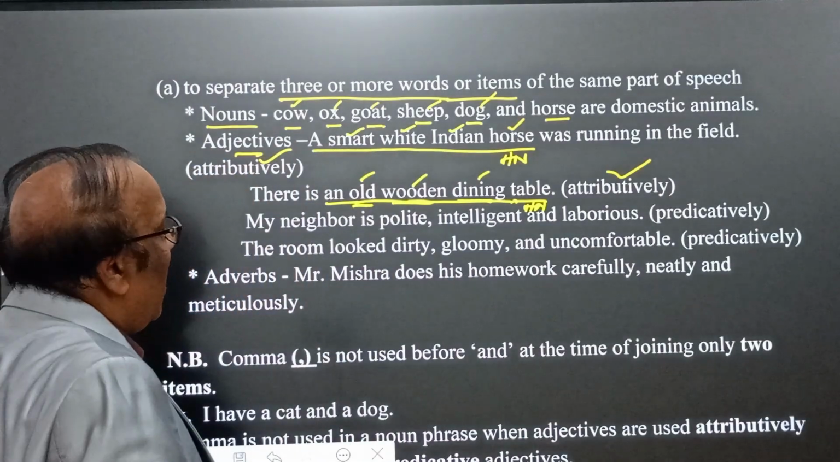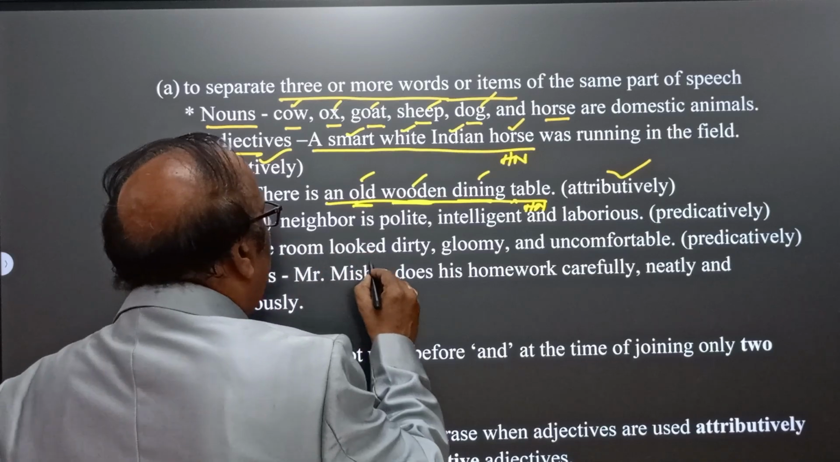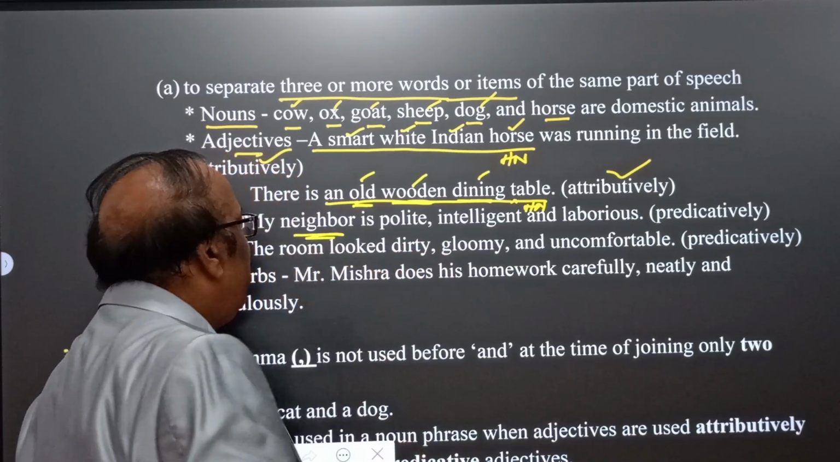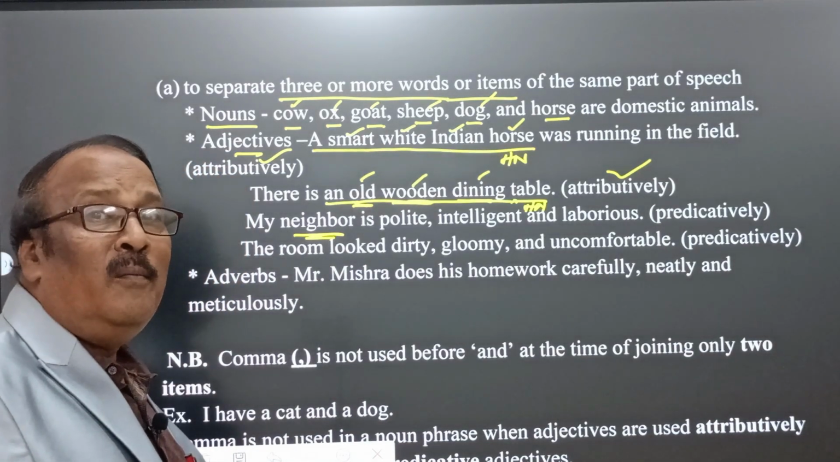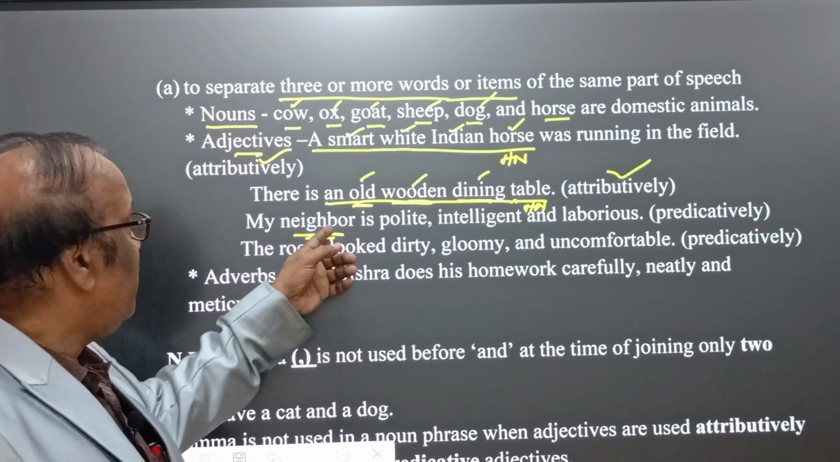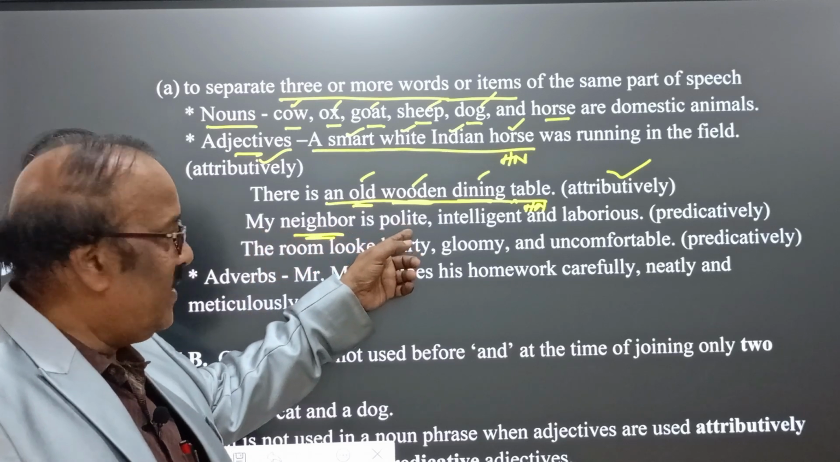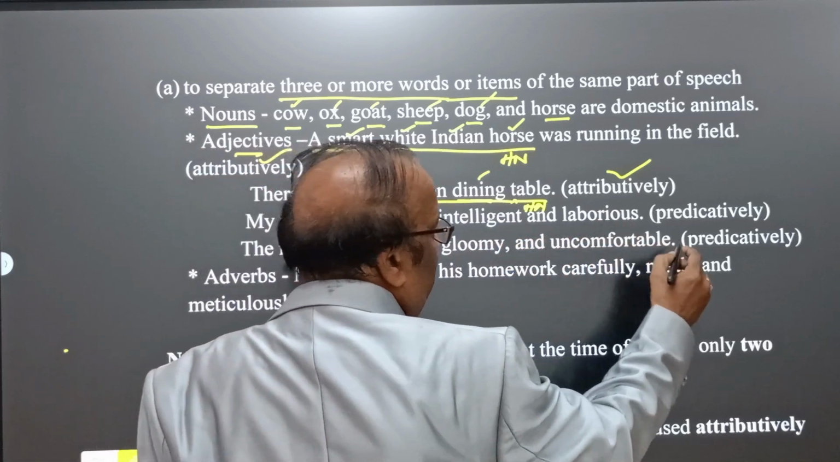Now come to another example. My neighbor is polite. This is American English. N-E-I-G-H-B-O-U-R is British English, where the u has been dropped in American English. My neighbor is polite, intelligent, and laborious. This is it.